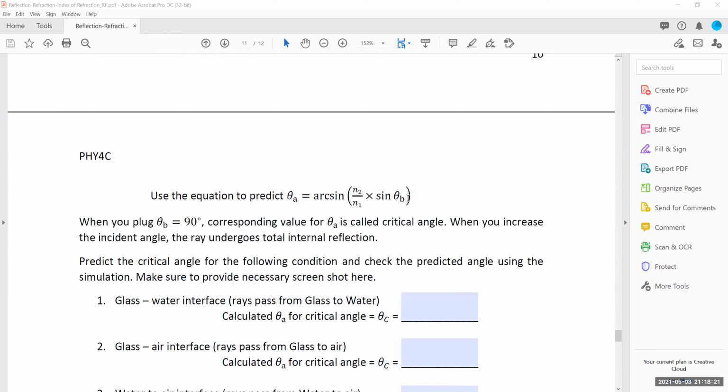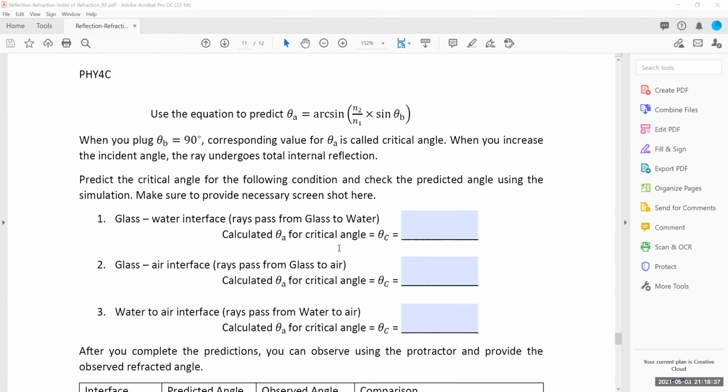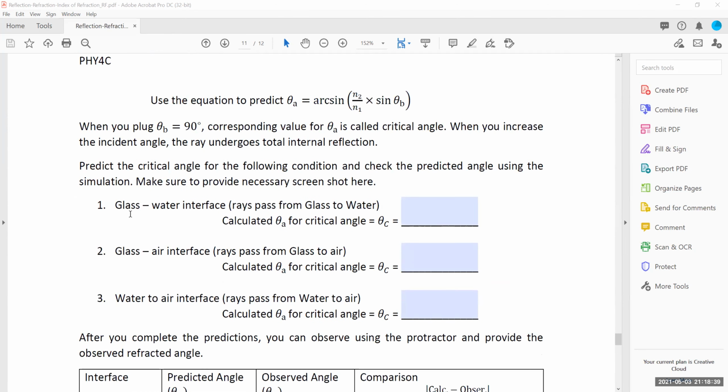That means that there is no refraction. Sorry, the angle of refraction needs to be exactly 90 degrees. So that means there is no refraction, because remember, refraction has a finite angle. So if this is 90 degrees, that means it's not there. So if you plug in theta B equals to 0, and then we're going to find an angle that satisfies this condition. So we're going to calculate this one for the glass water.